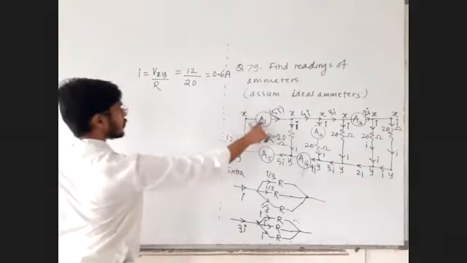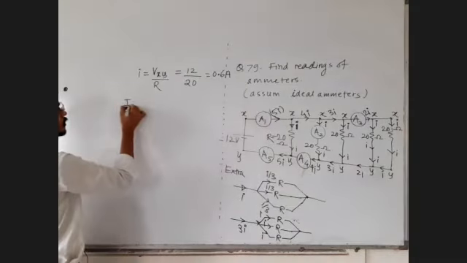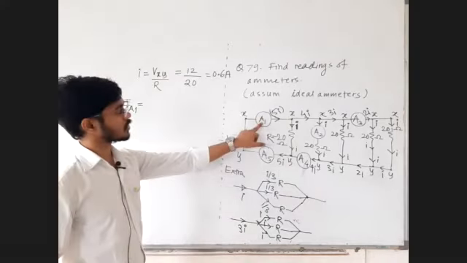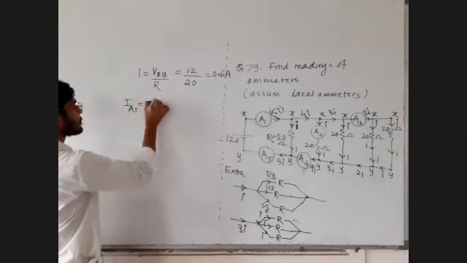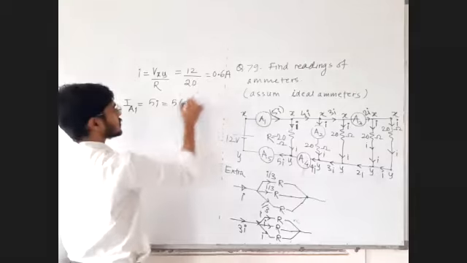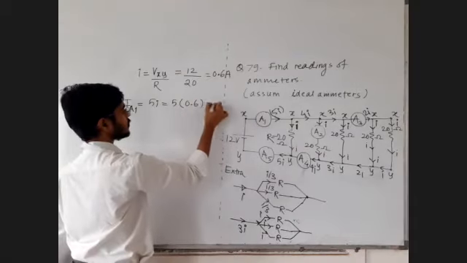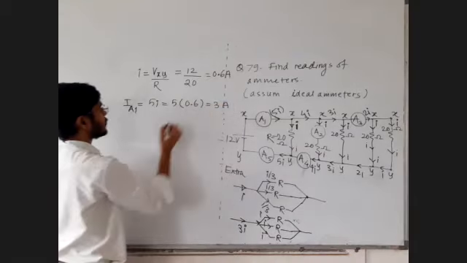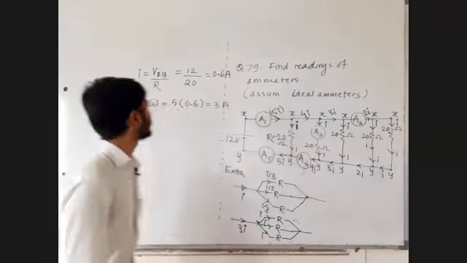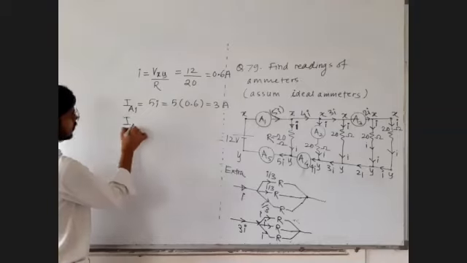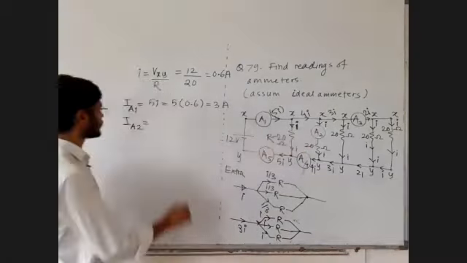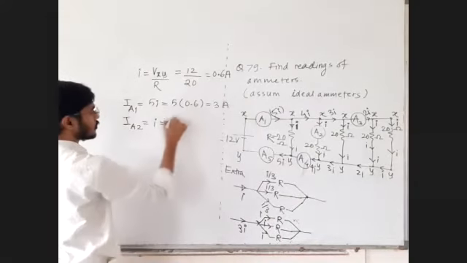Now what is the reading of first ammeter? Current in the first ammeter is 5 times i. So that will be equal to 5 times, what is i? 0.6. The answer will be equal to 3 ampere. Do this multiplication. Reading of the second ammeter will be simply i, i equal to 0.6.